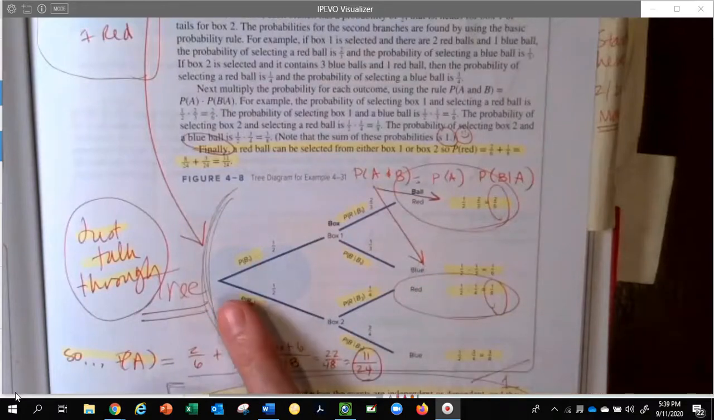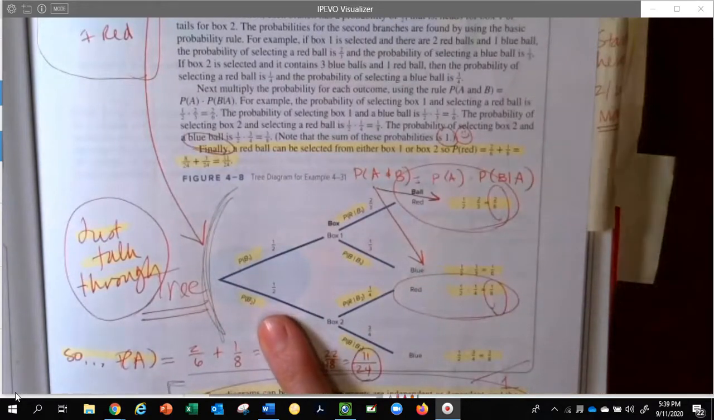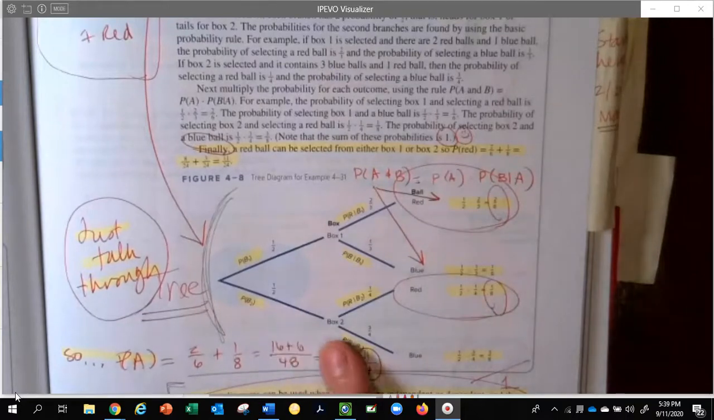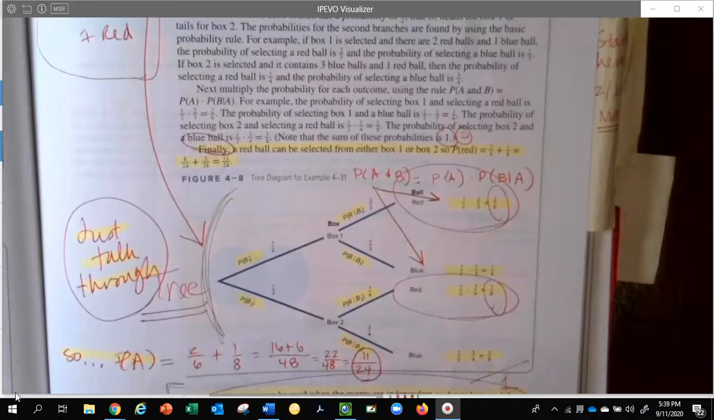But wait, what if we had ended up flipping, I think it's tails? Then the same thing happens, but different contents are in box 2. It contains 3 blue and 1 red. So the probability of getting a red, given that we're in box 2, is 1 out of 4. That's a red. The probability of getting a blue in box 2 is 3 out of 4. That ends us with a blue.